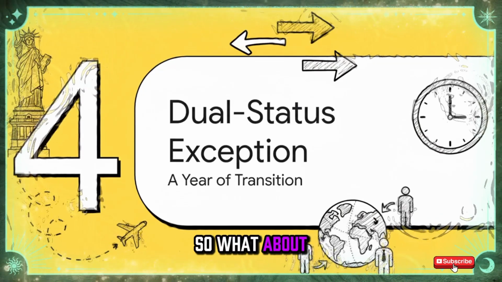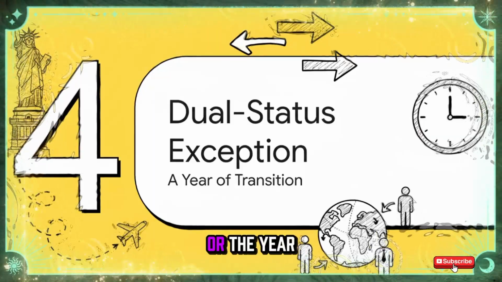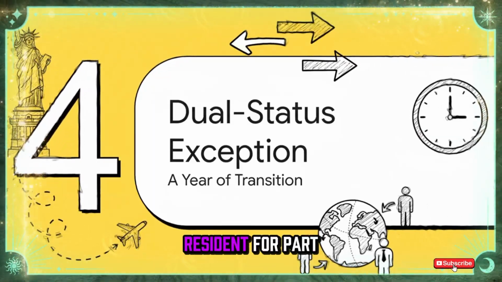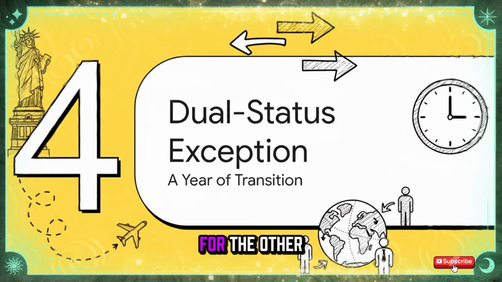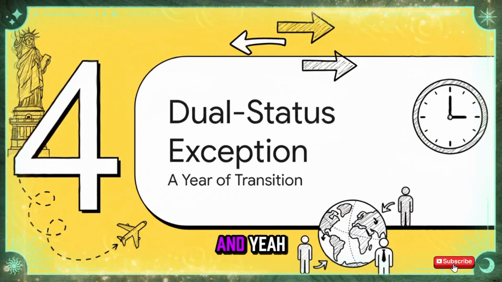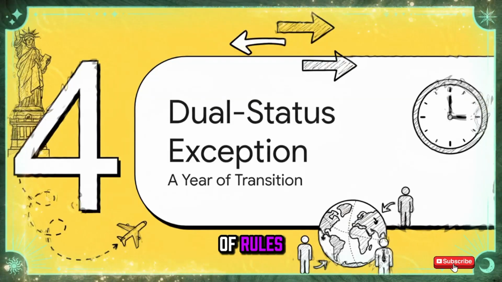So what about those tricky years? The year you either arrive in the US or the year you leave. You might find yourself being a non-resident for part of the year and a resident for the other part. This is what's known as a dual status year. And yeah, it has its own unique and very complex set of rules.